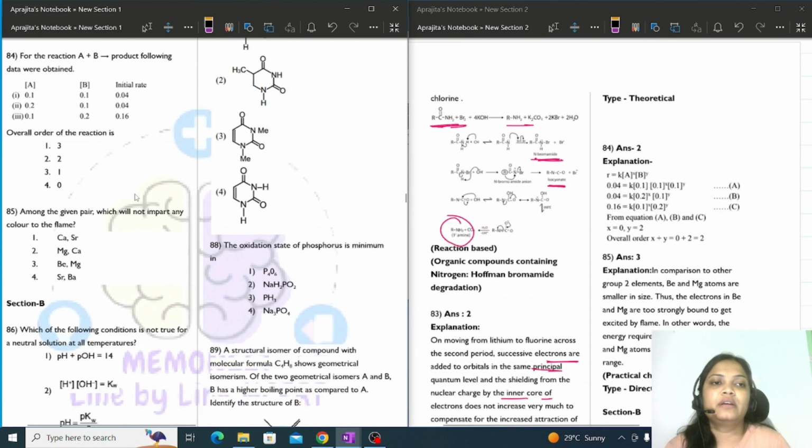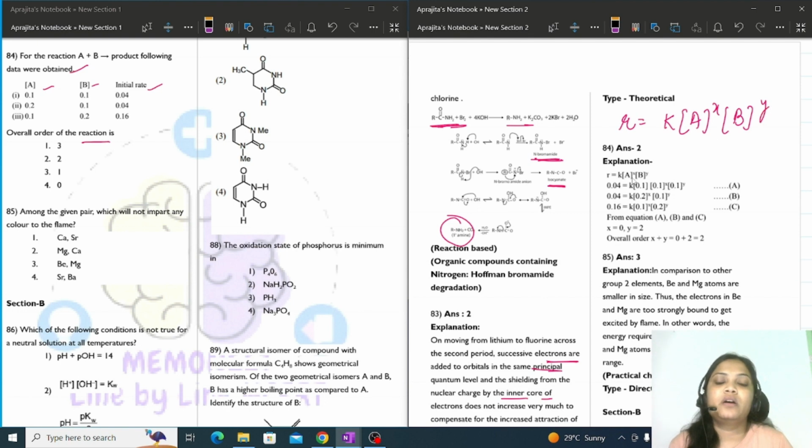Question number 84. For the reaction A to B, the following data was obtained. Concentration is given, rate is given, so we have to find the order of the reaction. According to the rate law, the order of reaction is determined like this. We can write 3 equations for the given conditions, and by solving them we find the values of x and y, where x is 0 and y is equal to 2. So the overall order would be 0 plus 2, that is 2.